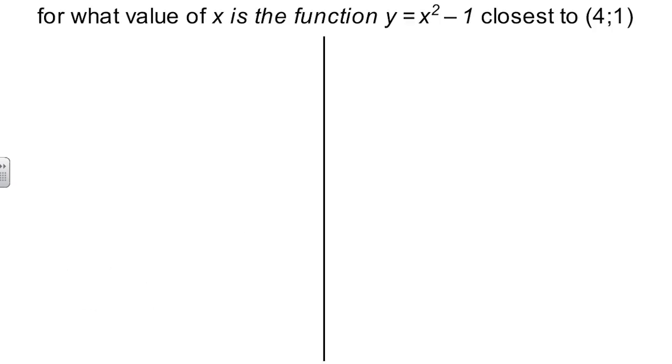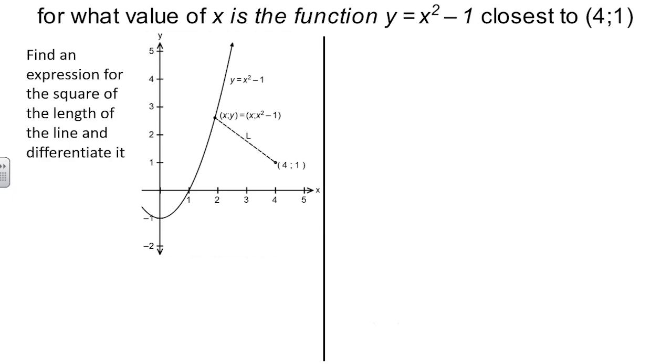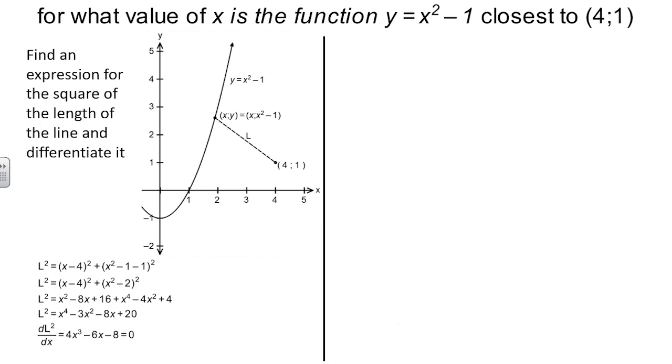Right, here's a nice optimization problem. We're trying to find where on the parabola is closest to that point. And as you know, in core maths we try and minimize the square of the distance. All right, so we find an expression for the square of L, we simplify it, and then ultimately we differentiate it, equate it to 0, and solve, and we get that x must be about 1.647.